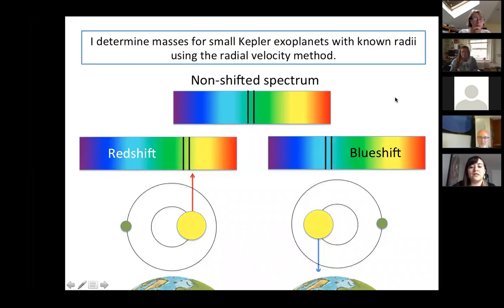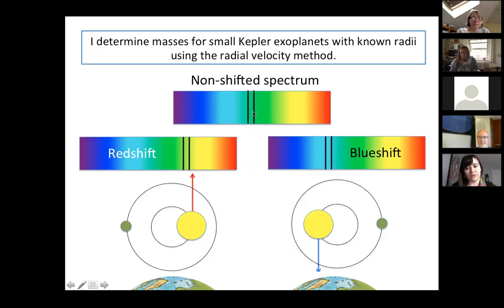And basically, this looks for a periodic shift in a star's spectrum that's caused by the mutual gravitation between the star and an orbiting exoplanet. So when a planet orbits a star, the planet also causes the star to wobble a little bit around the center of mass of the system. And we can measure this wobble in the form of a spectrum.